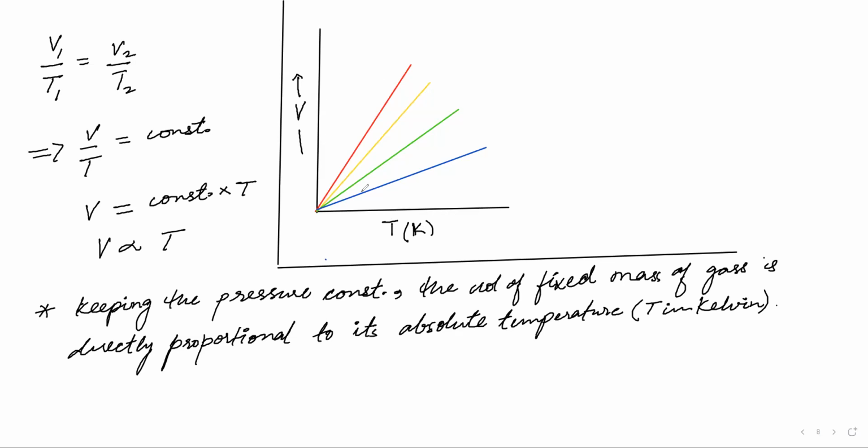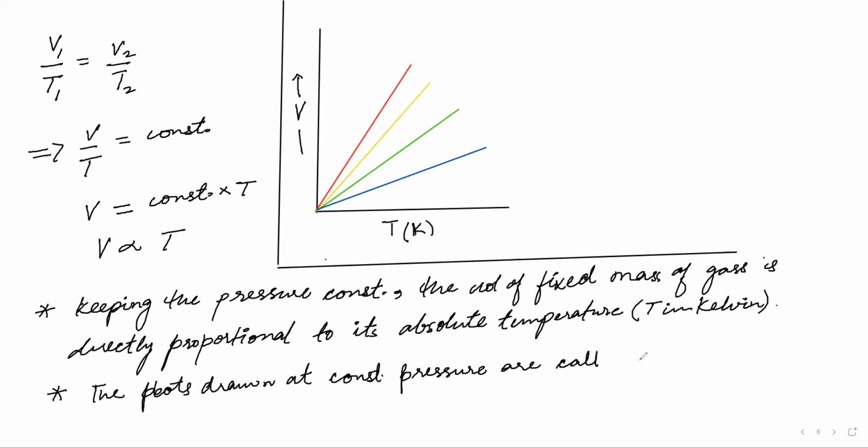Now you have to tell me what is same here. The plots drawn at constant pressure. Isobar. So this will be P1, P2, P3, P4. You have to compare P1, P2, P3, and P4.